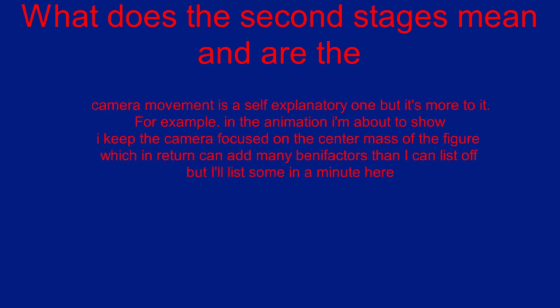So camera movement, that's another self-explanatory one, but there's more to it. For example, in the animation I'm about to show you, I keep that camera focus on the center mass of the figure, which in return can add many benefactors. These benefactors I'll list off in a minute here.